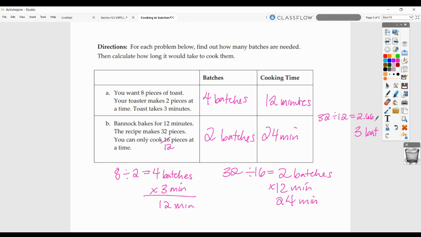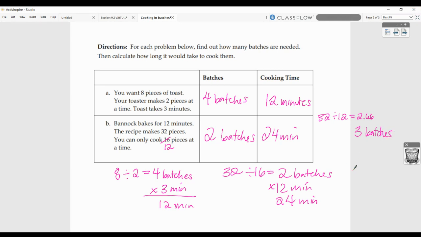You're going to have to do your 2 batches, and then do a last batch with just a few little extras. So you can't do it in 2 batches. You have to go up to 3, for example. And then you would multiply that by 12 minutes, so it would be 36 minutes total.